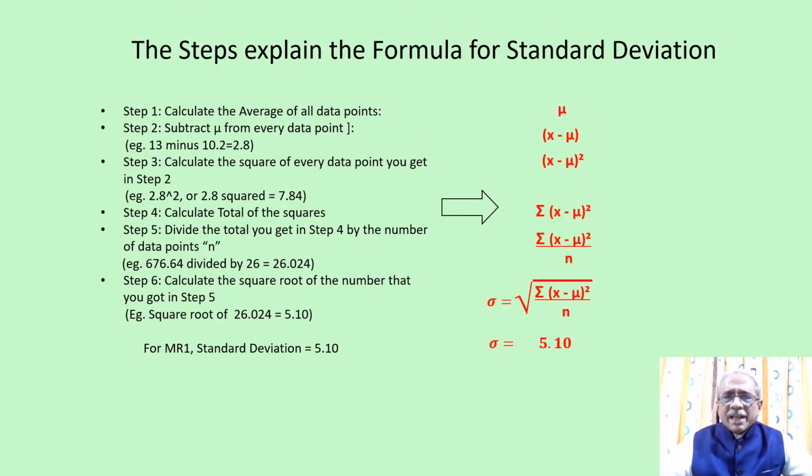The steps explain the formula for standard deviation. The first step was the average, which is denoted by the Greek alphabet mu. You subtract the average from every data point as step 2. You square that, which is x minus mu the whole squared. You total all the squares, which is the sigma of x minus mu the whole squared. Divide the total that you get in step 4 by the number of data points n. In this case, n is 26. You calculate the square root of that number and you get a figure of 5.10 as the standard deviation.